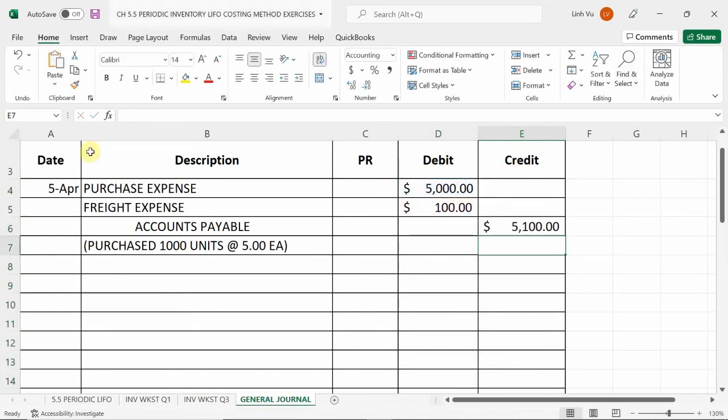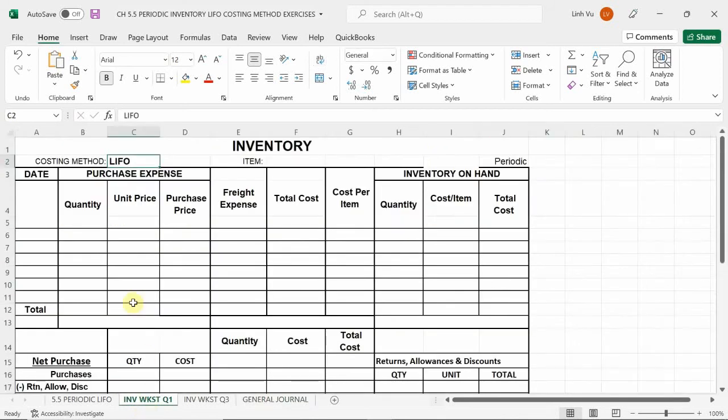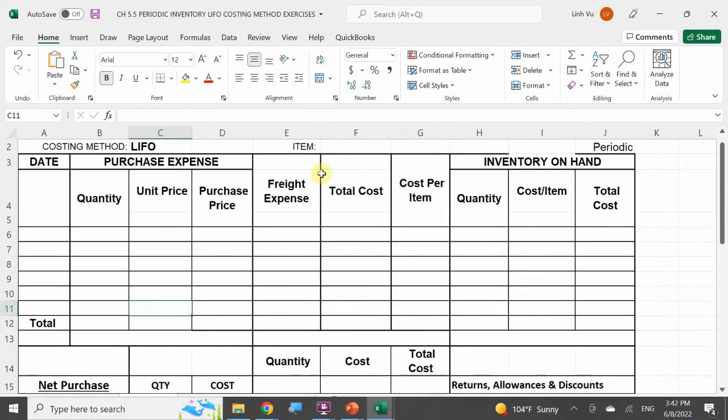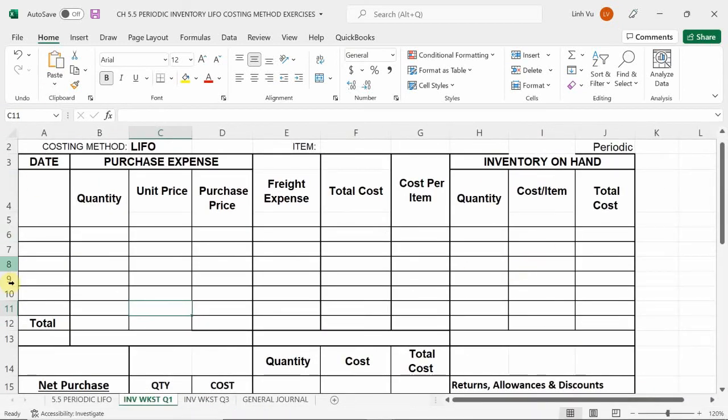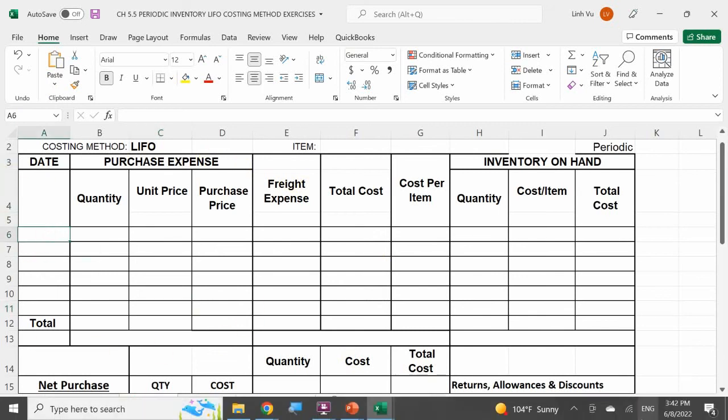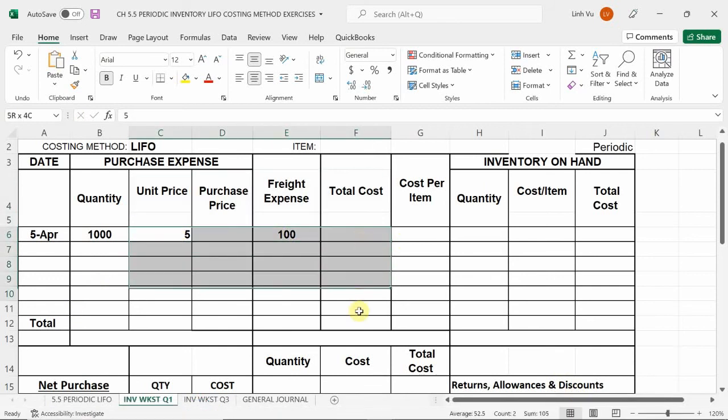Now, once I have that journalized, I have proof that the transaction has occurred. Now I need to plug it into my inventory worksheet. So I'm going to go to inventory worksheet question number 1. This is what it looks like. No beginning inventory, so I only need to focus on this section, which is primarily recording my purchases. So I purchased on April 5th 1,000 units at $5 each with a freight of 100. So again, how do I solve for my purchase price?